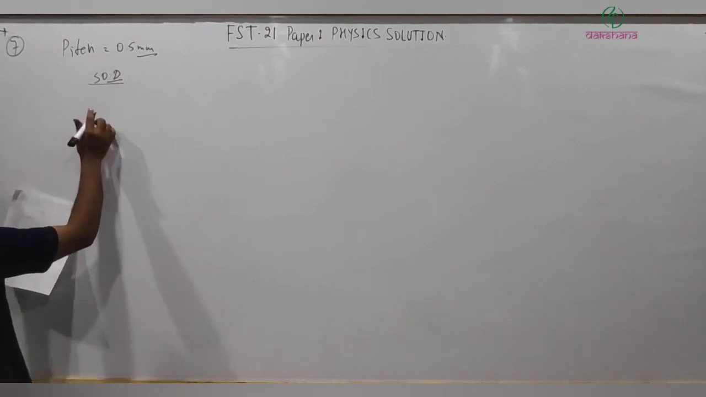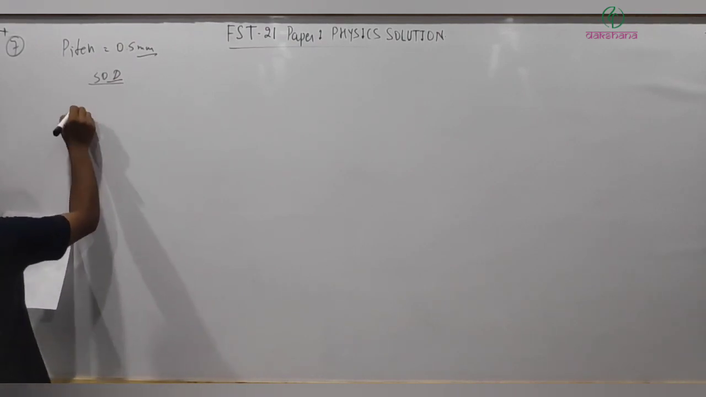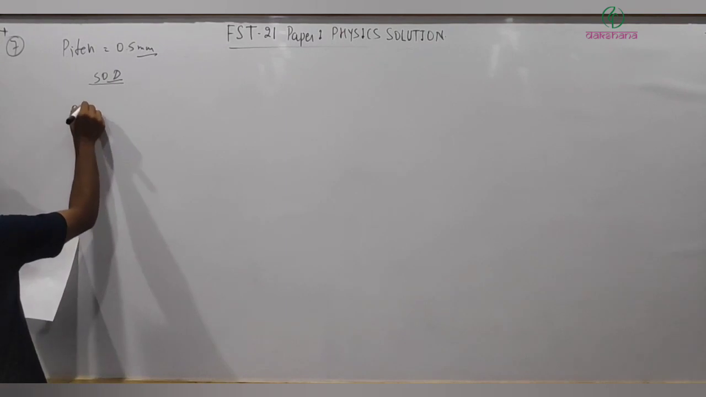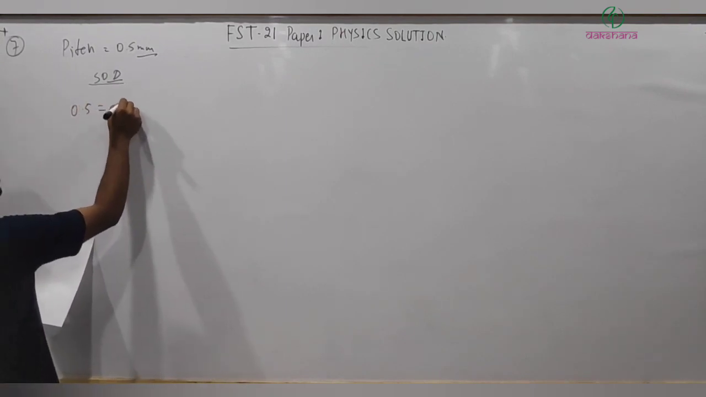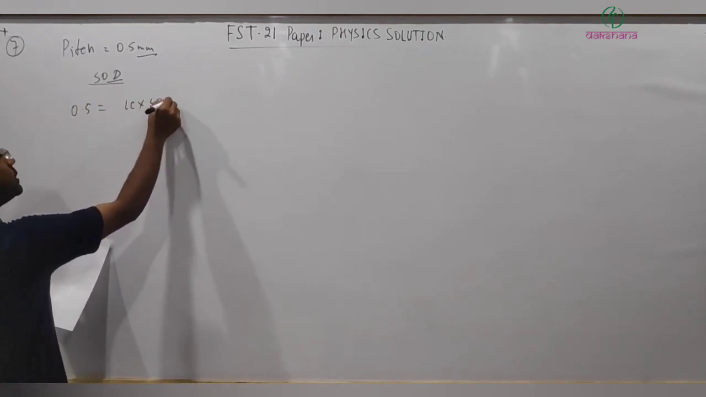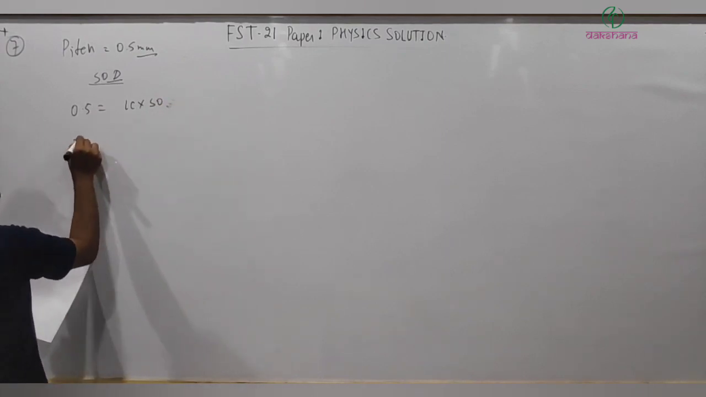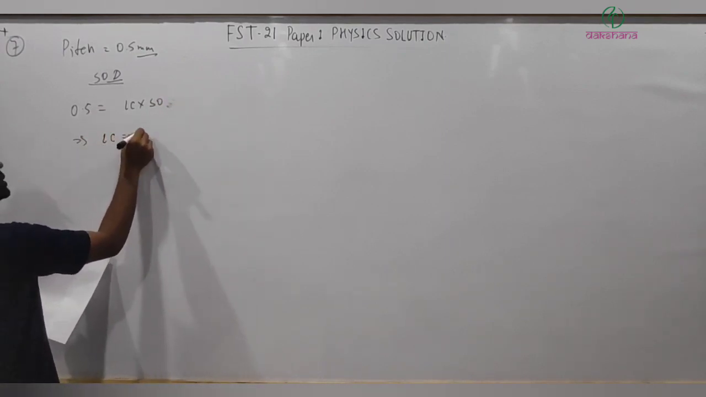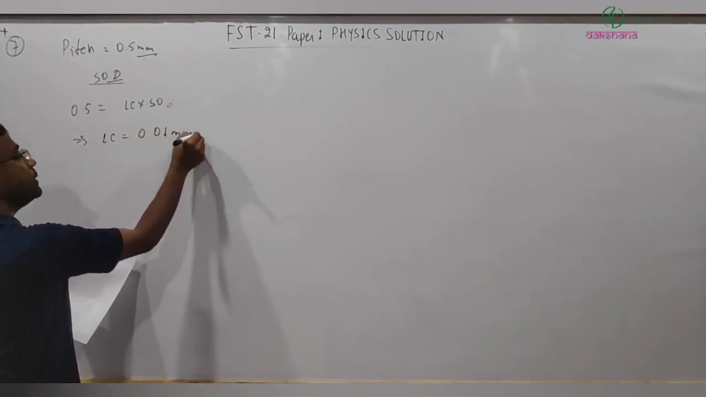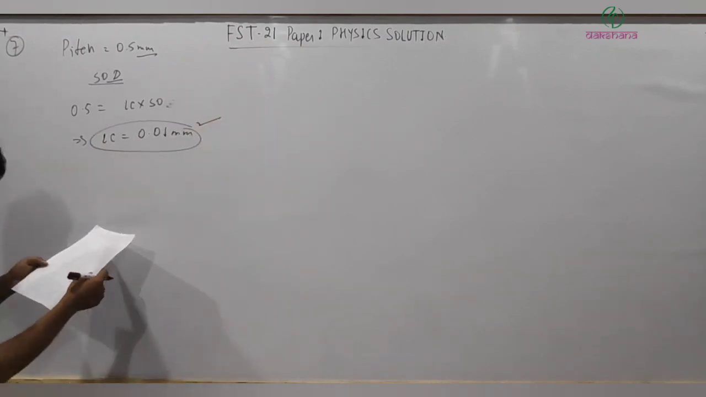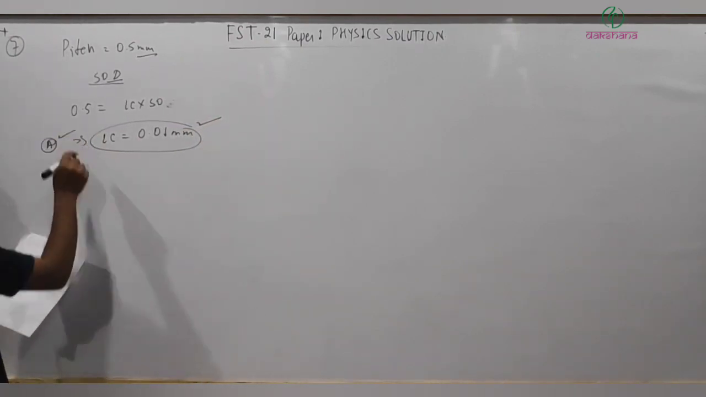So we can write, pitch is equal to what? Pitch 0.5 is equal to least count into 50 divisions. Right, so this implies the least count is coming out to 0.01 mm. That is also asked, so A is the correct option, least count.